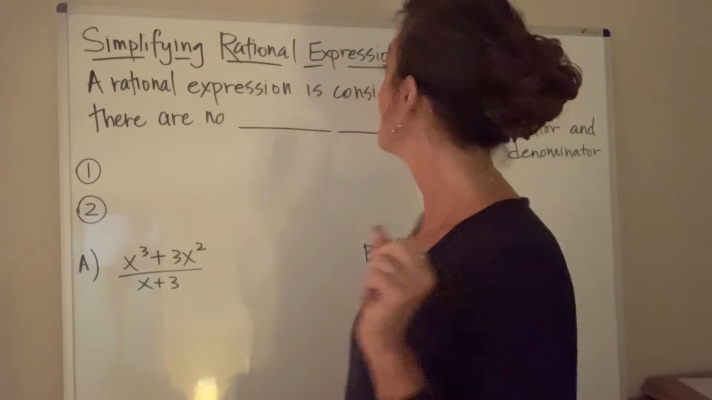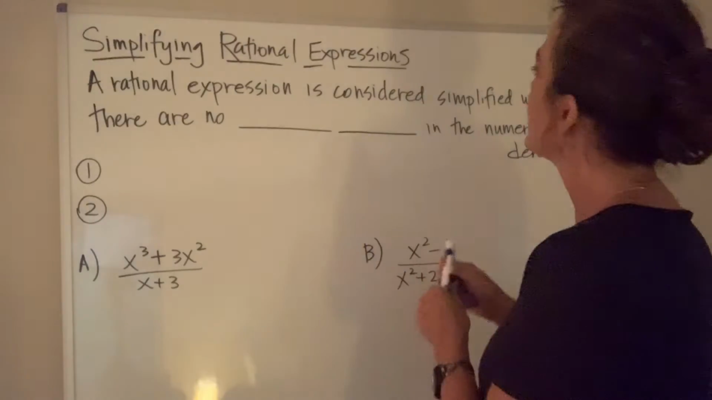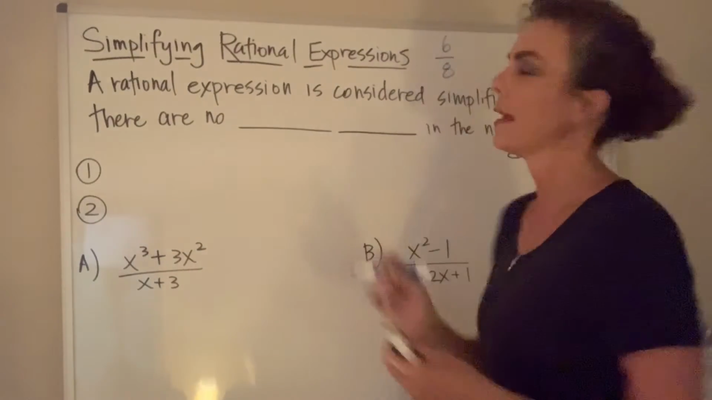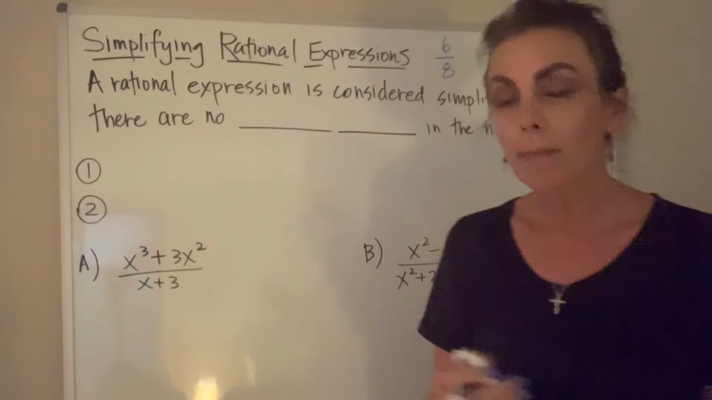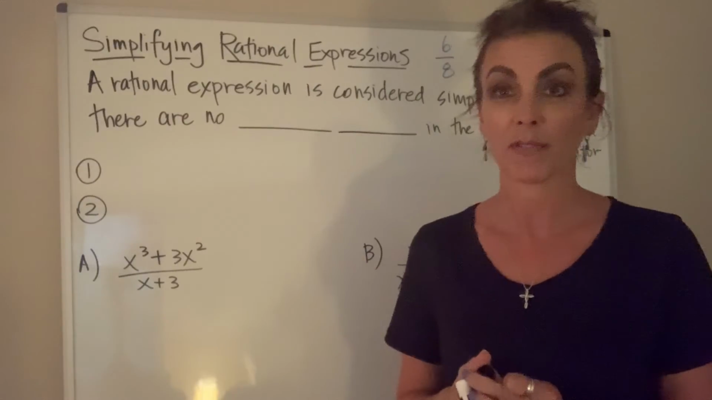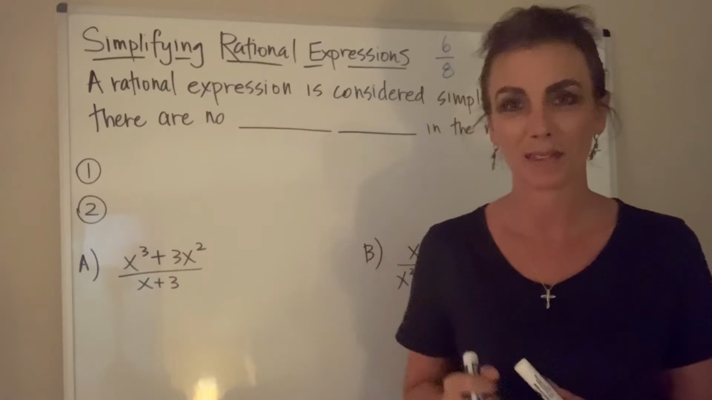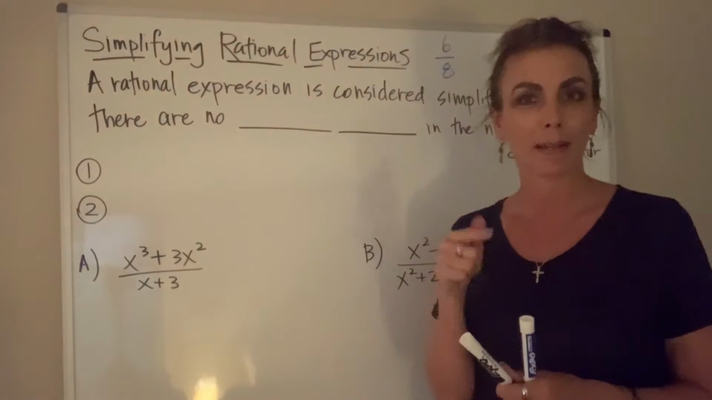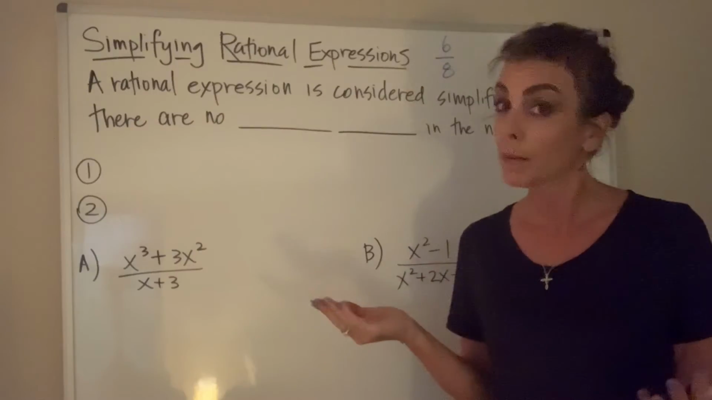If I said to you, would you consider this fraction simplified? 6 divided by 8. What would you say? Probably very easily you would say, nah, that's not simplified, because there's a common factor of what in both the numerator and the denominator? Probably you would say 2.